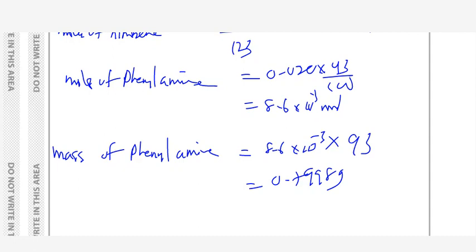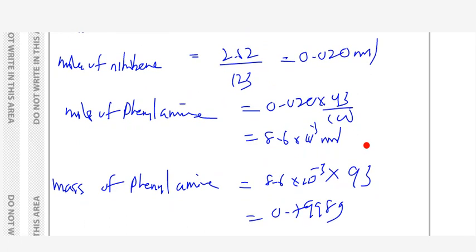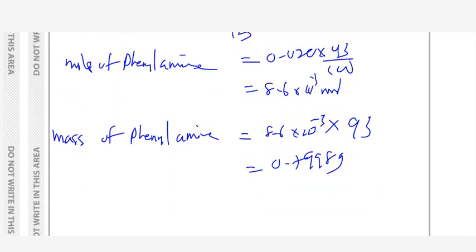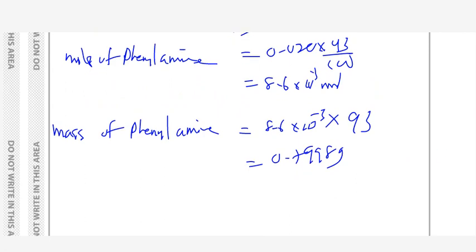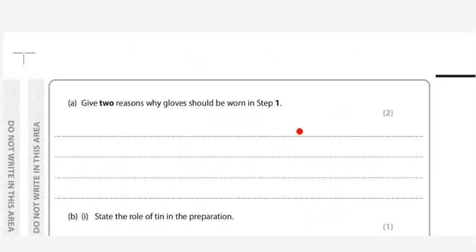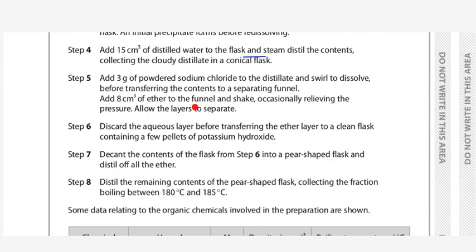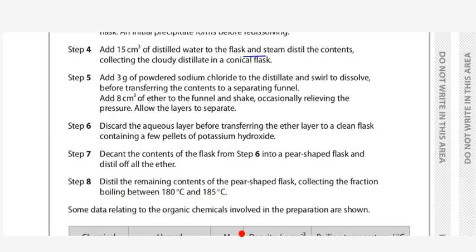If you want, you can find 100% first and then find 43%, but that's a long, additional, unnecessary step. Clear? This question has a long experimental procedure, but that doesn't matter. They didn't ask questions on all the steps, only a few steps. Any questions further?